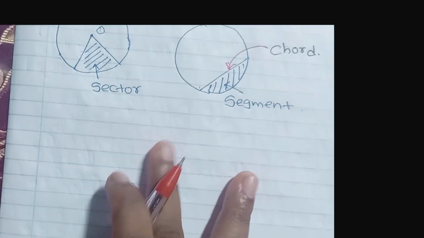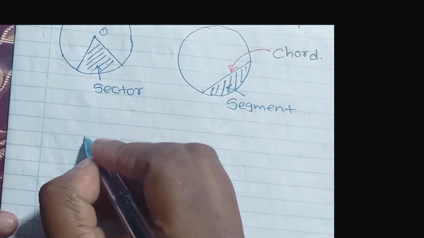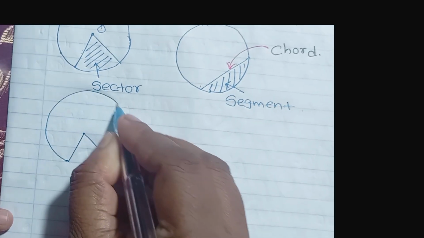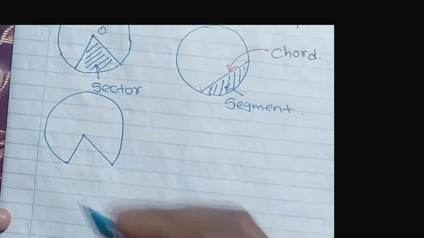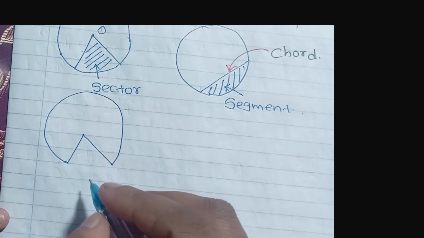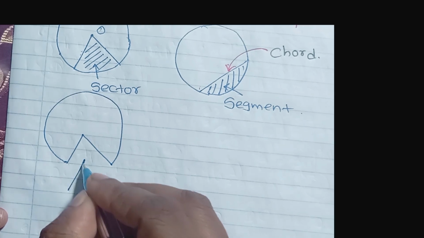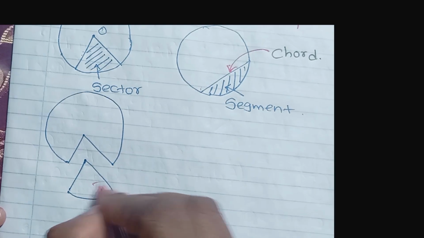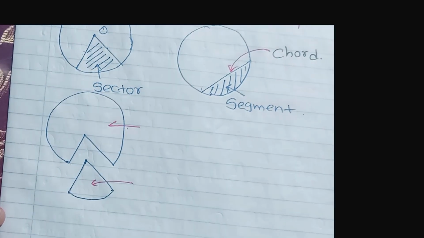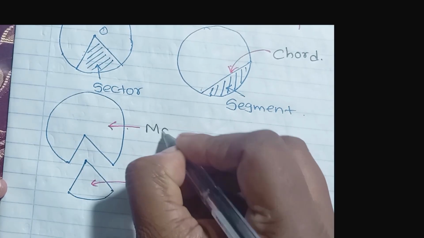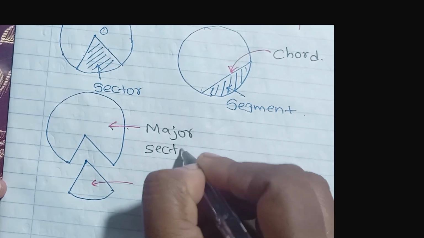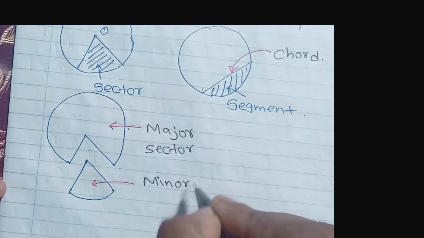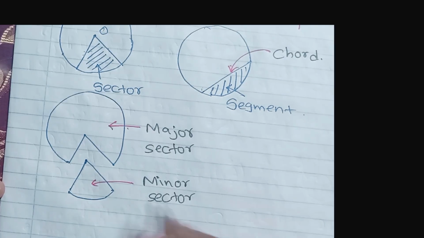So I can do like here, look at properly. If you separate those two pieces like this, I can get it this way. So this is called the major sector, and the small part we can take separately, this is called the minor sector. So I can rename like this way. The large one is the major sector, and the small piece is called the minor sector, right?